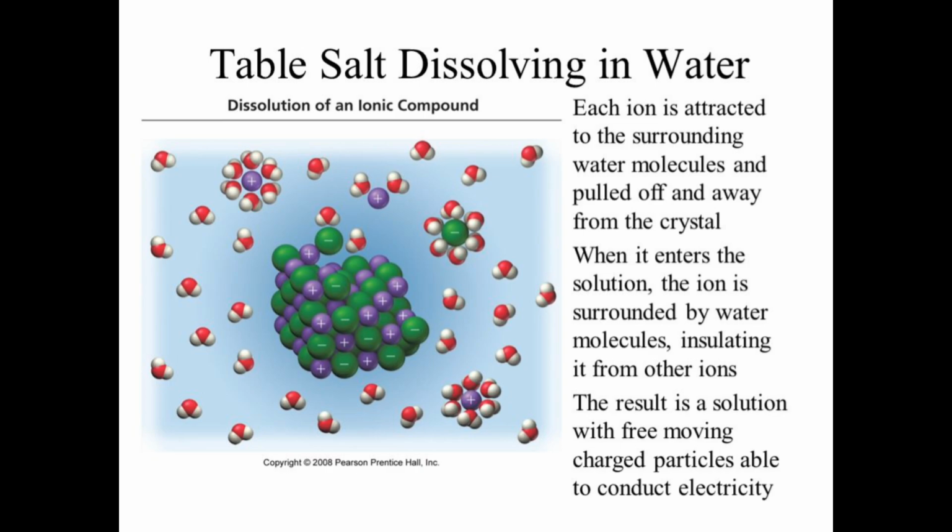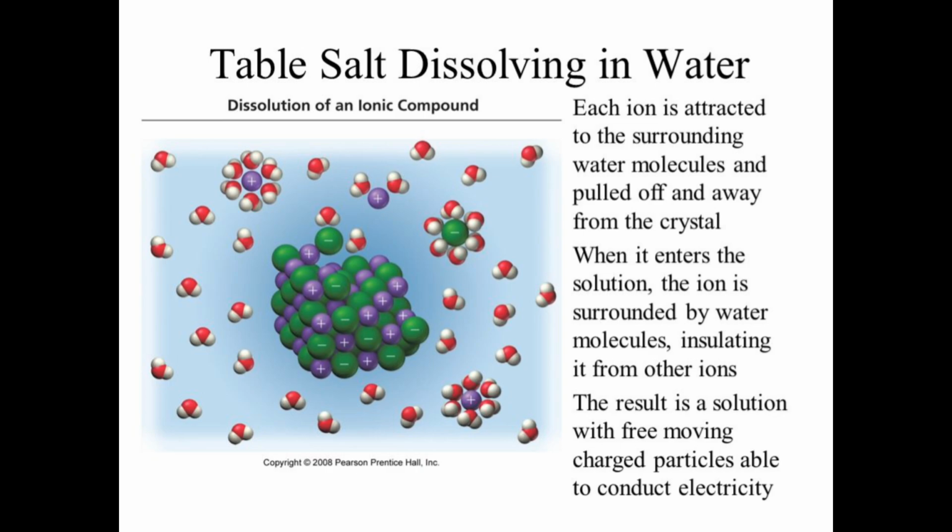Now each of the ions that is produced by dissolving them in water is surrounded by water molecules themselves, and then they get to pull away from the crystal lattice structure of that sodium chloride. Now, by the time they enter the solution, they are surrounded by water. Then, of course, each of them is insulated from one another by these water molecules.